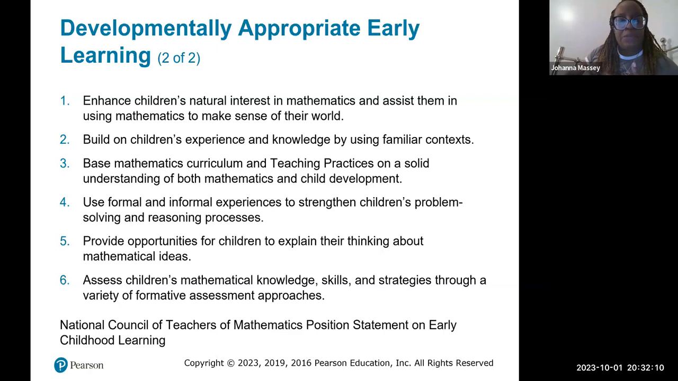So my early childhood people, you have a great job. Not only do you have to look at the mathematics, you're going to have to also look at the child development theories. Use formal and informal experiences to strengthen children's problem solving and reasoning processes. Provide opportunities for children to explain their thinking about mathematical ideas, and assess children's mathematical knowledge, skills, and strategies through a variety of formative assessment approaches. And this is all based on the position statement from NCTM, which I told you all about. NCTM is one of the leading groups of organizations dealing with mathematics and learning.